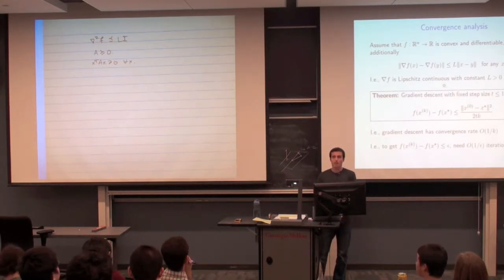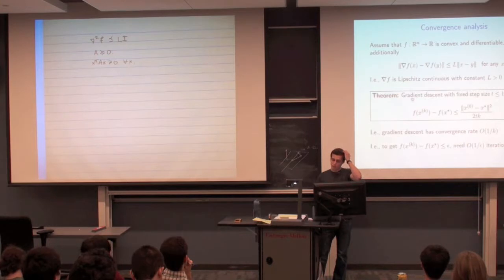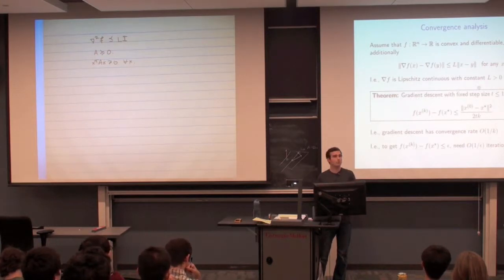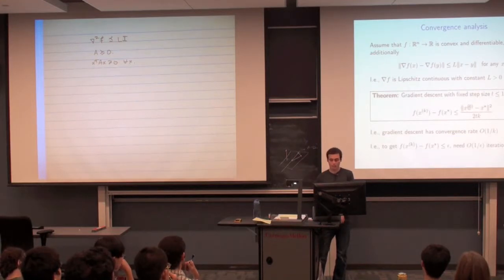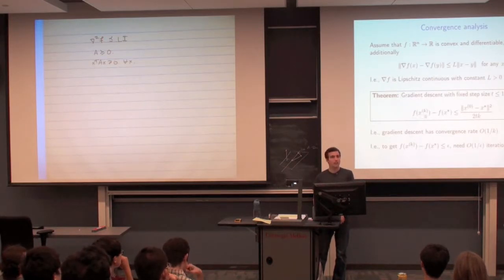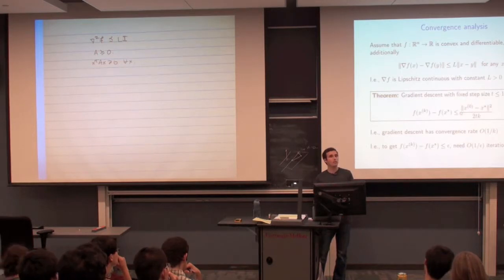Okay, so with this condition on the gradient of f, we can prove a theorem. The theorem is that if we use a fixed step size t that's less than or equal to 1 over that Lipschitz constant, then after k iterations, the bound is going to depend on where I start. After k iterations, if I start at x0, the value of my function at xk minus the smallest value of the function, the value at its minimum, is at most the squared distance between where I started and the optimal solution x star, divided by 2 times t times k.